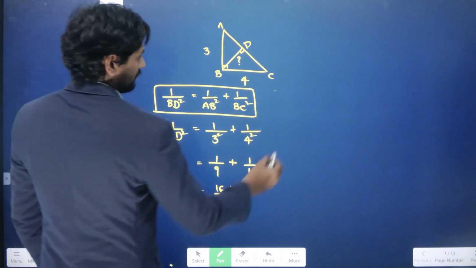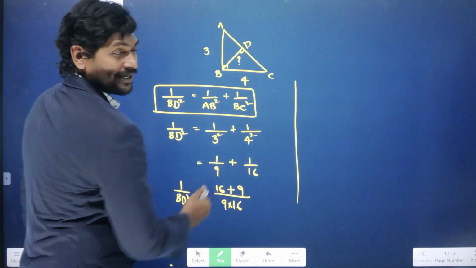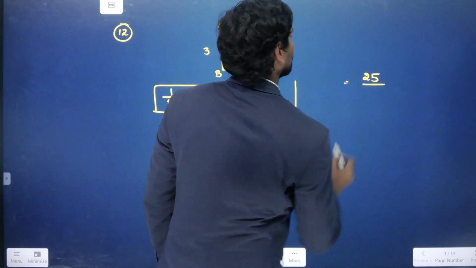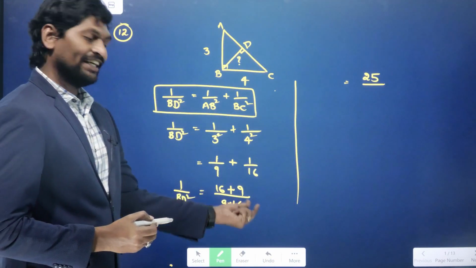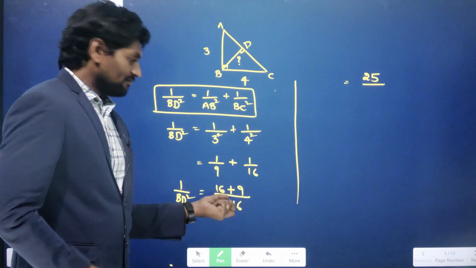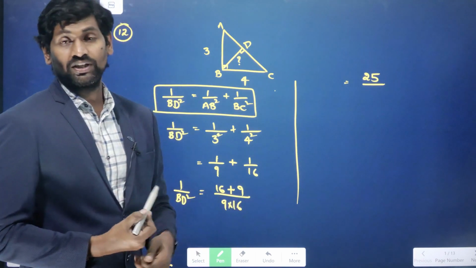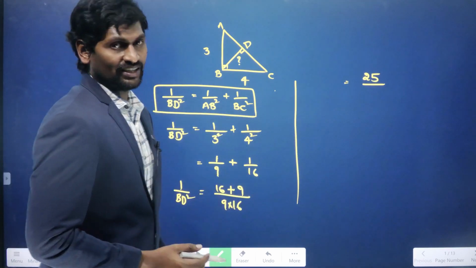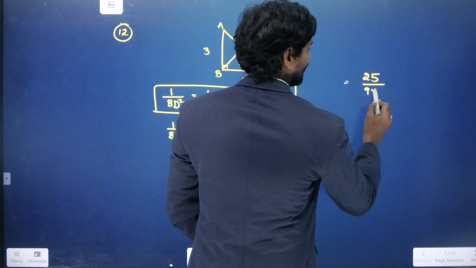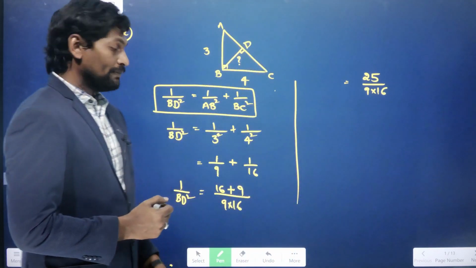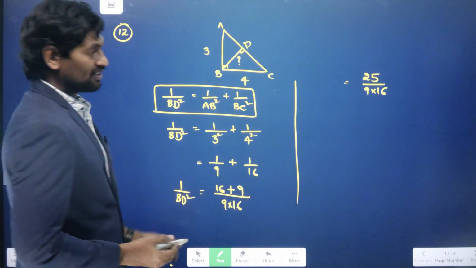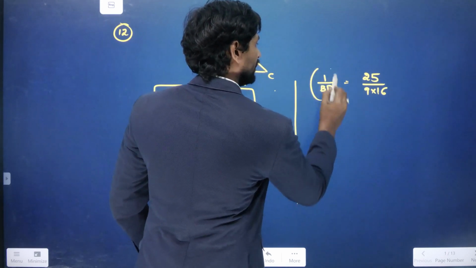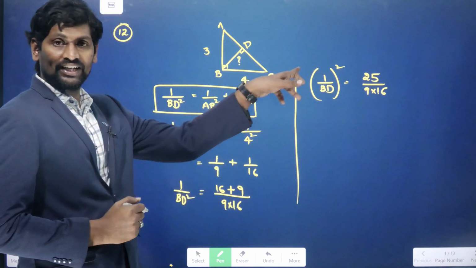Let us continue the simplification here. 16 plus 9 is 25, and the denominator is 9 into 16. While you are observing, 9 and 16 both are square numbers, and 25 is also a square number, so I am leaving it like that. Because on the left hand side we have 1 by BD square, we can write it as 1 by BD whole square. 1 square value is 1, BD square.